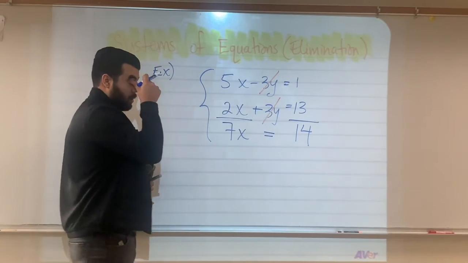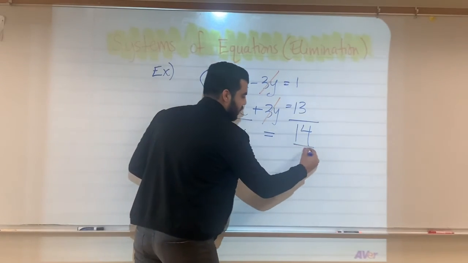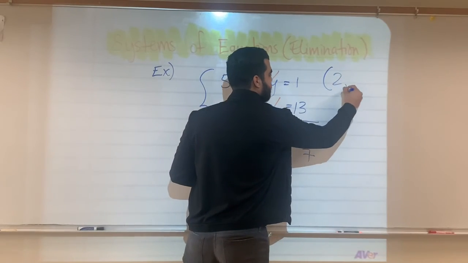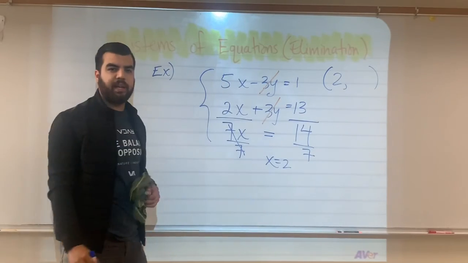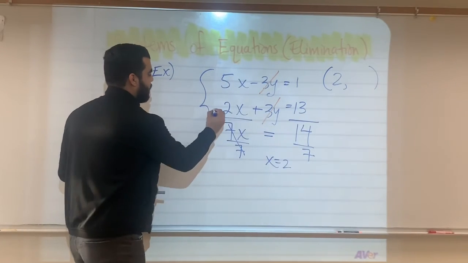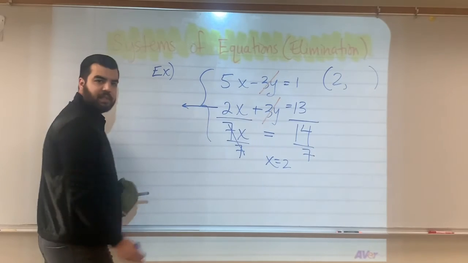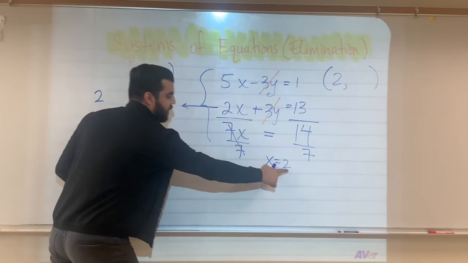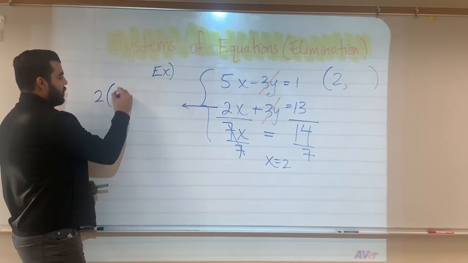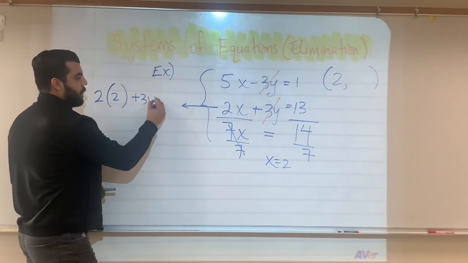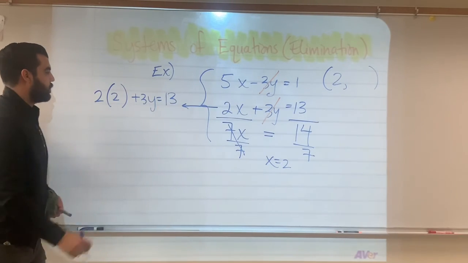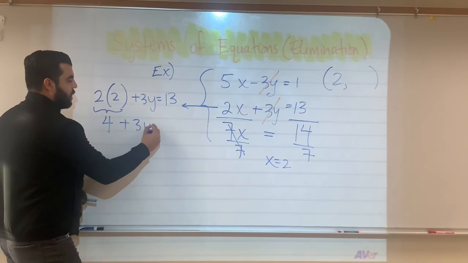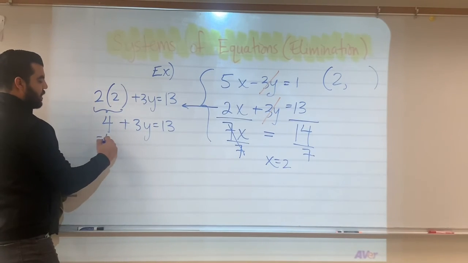Equals, divide both sides by 7. x equals 2. So I know x equals 2. Now we need to find out what y is. So let's pick one of these two. I'm going to pick the second one since they're all positives and we like working with positives. So I have 2 times x, but we know x is also equal to 2, plus 3y equals 13. 2 times 2 gives me 4. Plus 3y equals 13. Minus 4.